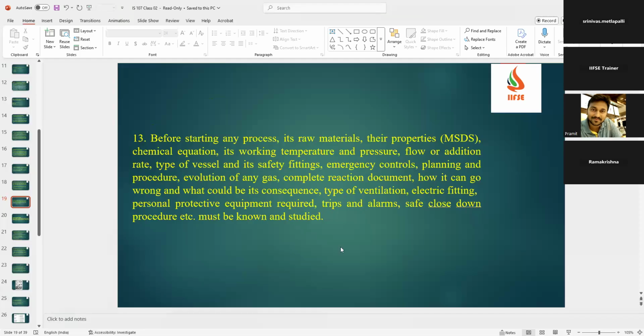Then trips, alarms, and also safe shutdown. So what are the trips? You should know some of the indicators and alarms which are given by the process equipment. You should be well familiar with that. These are the things that should be familiarized by all the operators, whoever is operating the respective equipment.